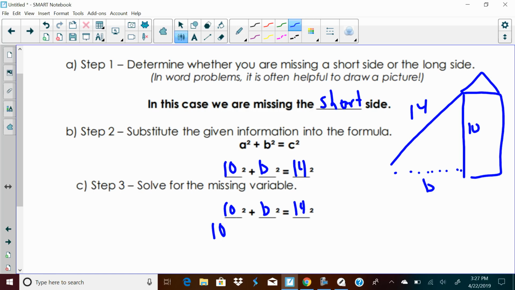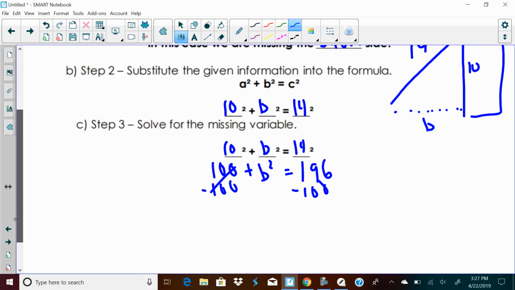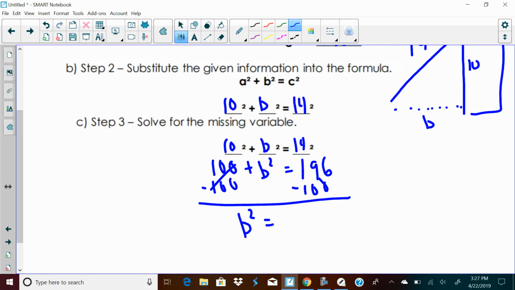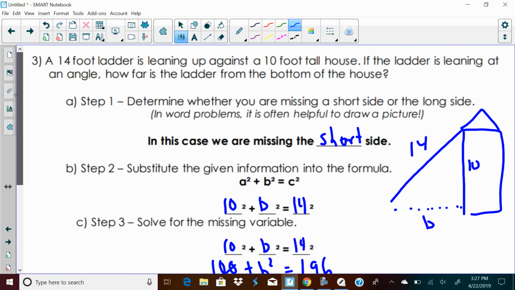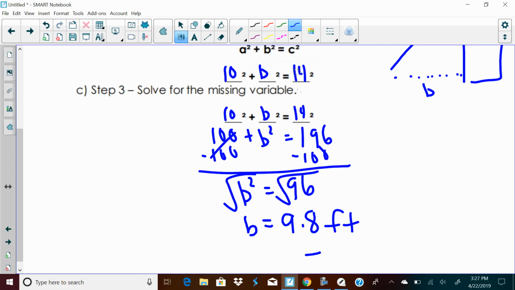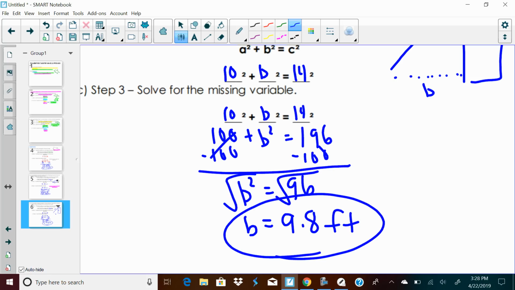10 squared is 100. 14 squared is 196, so I'm going to subtract 100 from both sides. So b squared equals 96. Then I'm going to take the square root of both sides. I get about 9.8 feet. Okay, so use these notes to help you on your activity with the Pythagorean theorem.